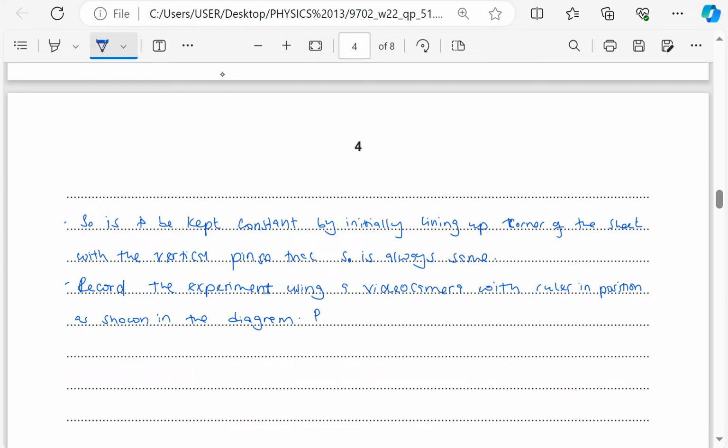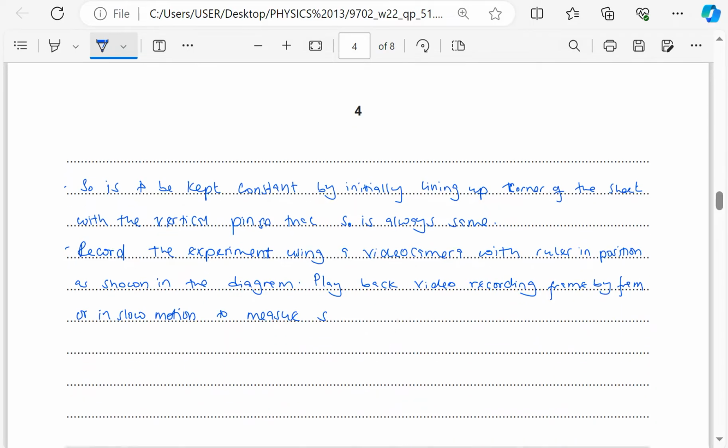Then play back the video recording frame by frame, or you could do this in slow motion, to measure S. Of course, this measurement is not very certain, so it means we must repeat this measurement so that we get an average value of S.